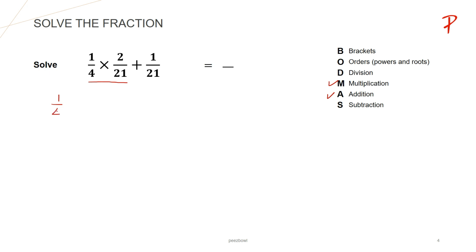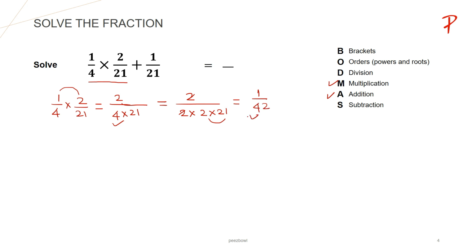1 upon 4 multiplied by 2 upon 21 is equal to 1 multiplied by 2. We simply need to multiply both the numerators and both the denominators, and 4 multiplied by 21, right? So we can solve it here itself. 2 will be 2 as it is. 4 we can write as 2 multiplied by 2, then 21. These 2 and these 2 will cancel each other. So what we'll have is 1 upon 2 multiplied by 21 is 42, right?